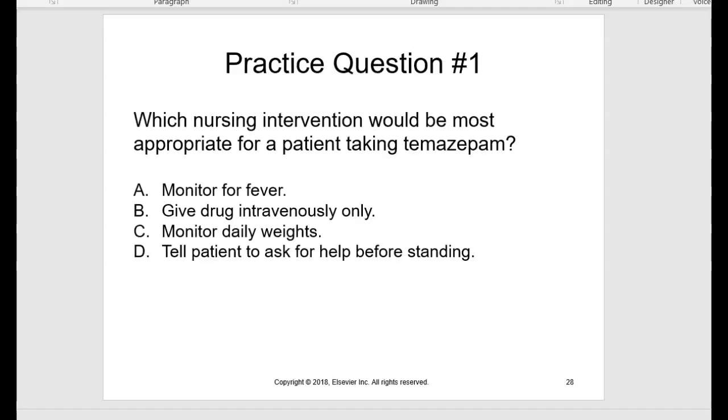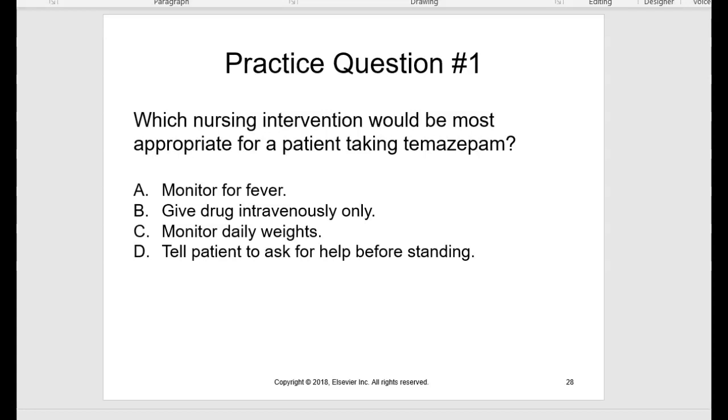So we're going to go forward now to the end of the chapter questions. I'll read them. You can pause it and try to figure it out on your own before you hear the answers. Which nursing intervention would be most appropriate for the patient taking temazepam? Again, you might say, well, temazepam isn't even a drug that I need to know. If you're doing homework and you see this type of thing, you need to either one, try to figure out what it is based on prefixes and suffixes.